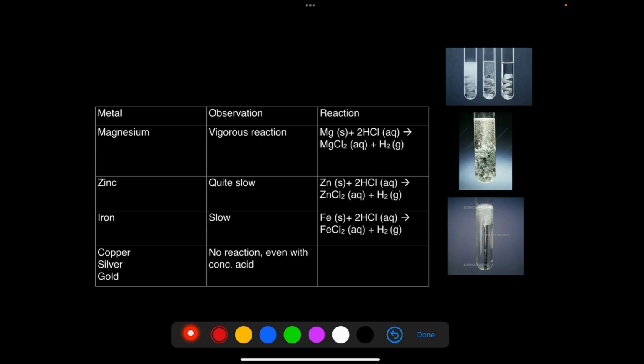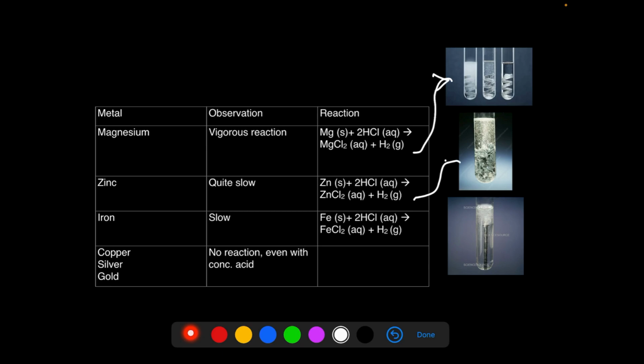Then we move on to the reaction of metals with dilute hydrochloric acid. Over here you can see magnesium having a vigorous reaction, and by the way, it is magnesium solid plus 2HCl aqueous, which gives magnesium chloride aqueous plus H2 gas.